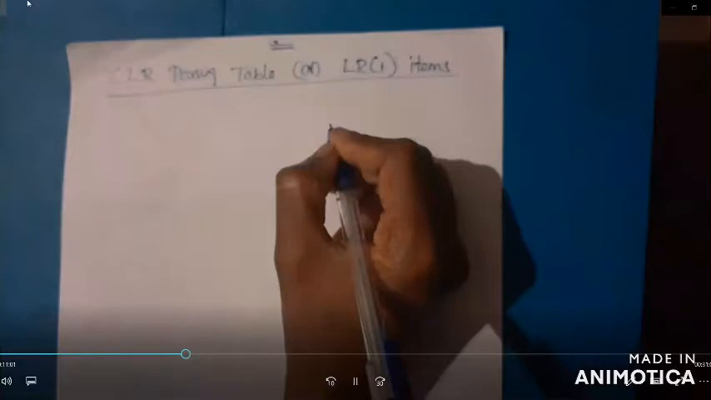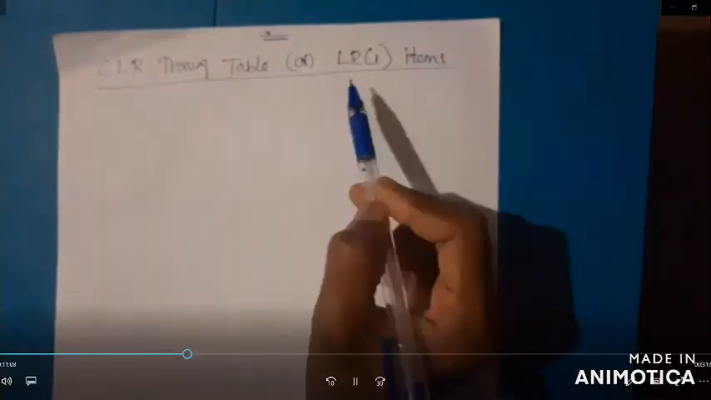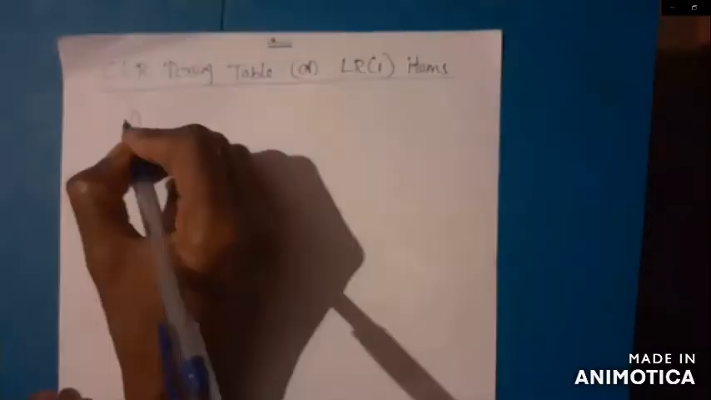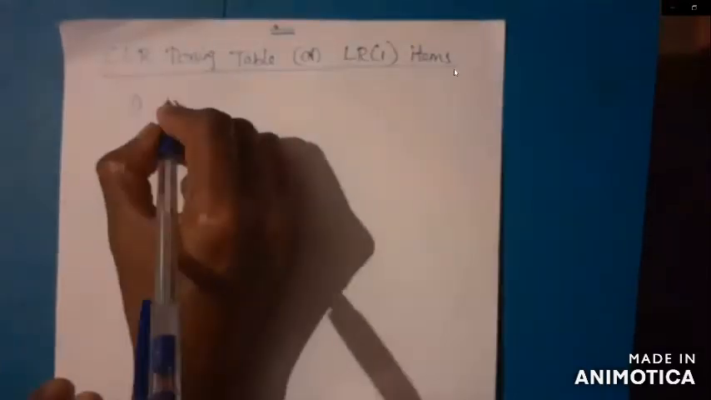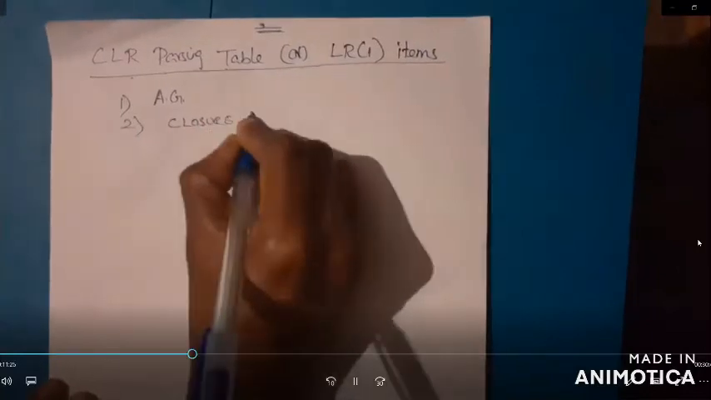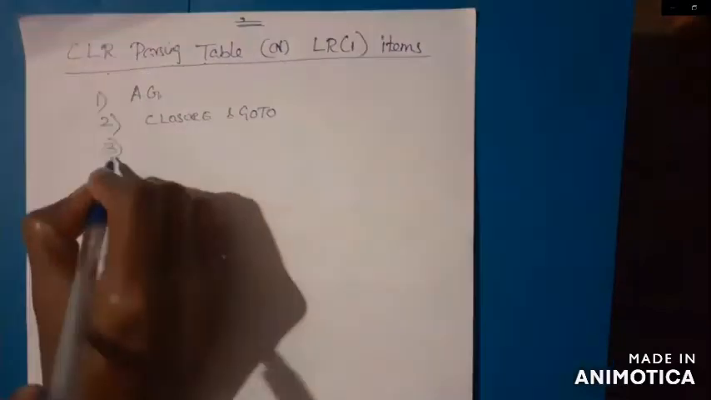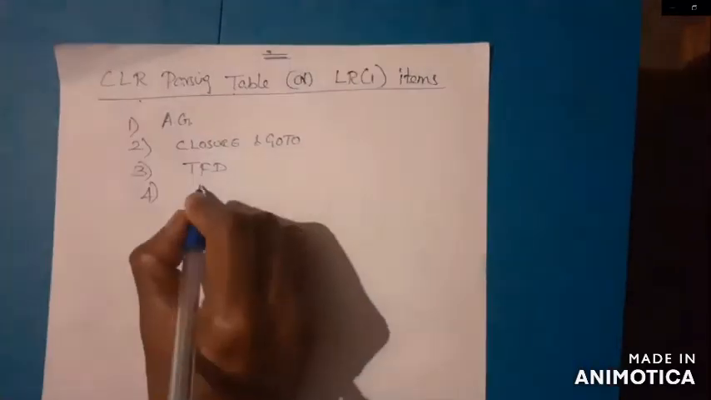For the examination, if the question is to construct the CLR parsing table or LR(1) item for the given grammar, you have to do all the steps. First, the augmented grammar. Second, check the closure function and the goto function. Third, check the transition flow diagram. Fourth, do the parsing table construction.